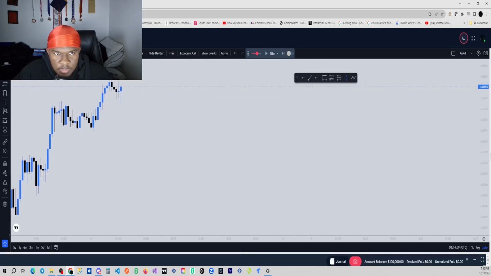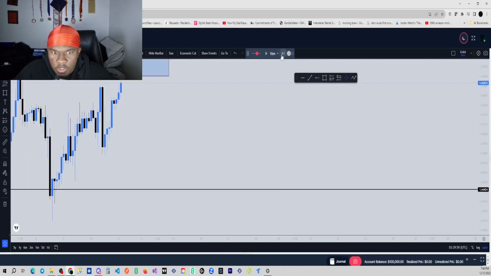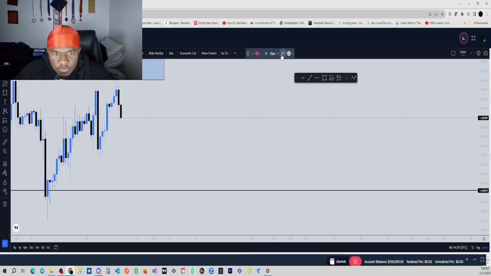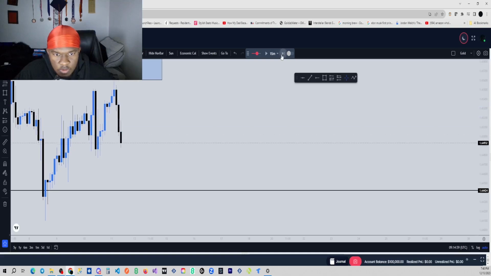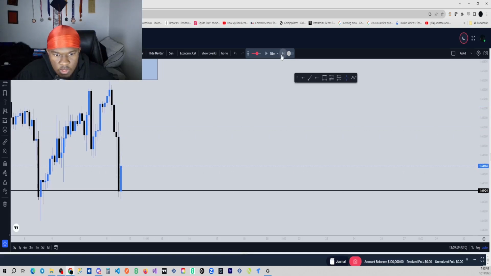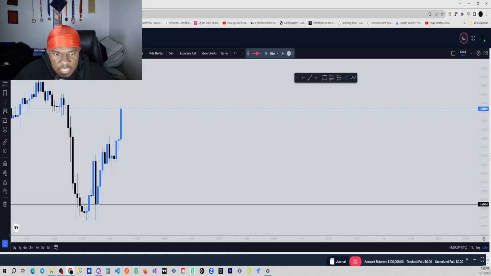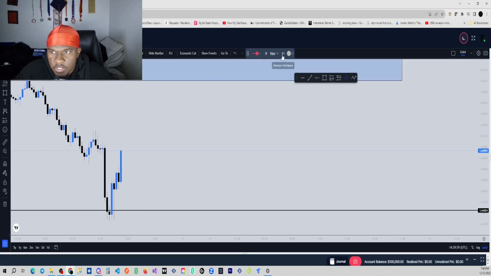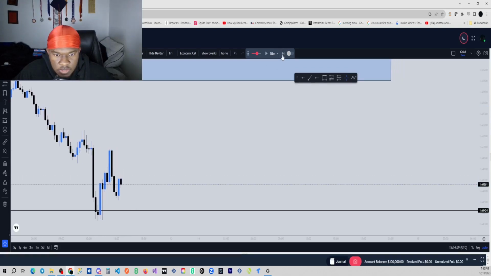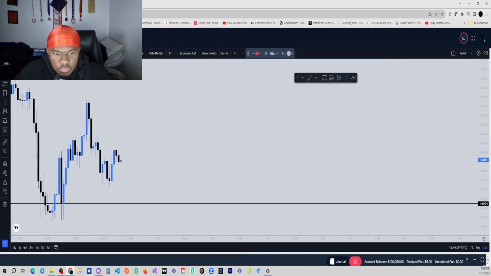I'm not skipping through anything. I'm not cheating. Not at all. I'm keeping it real with you guys. There we go. We got another retest of that low. I know price wants to go up. I'm not saying that price is guaranteed to go up. I just have a good feeling that price wants to go up. All right. Let's see where we are in structure.